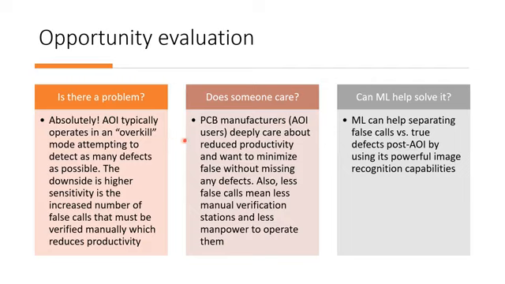Does anyone care? Yes, absolutely. PCB manufacturers do care about this problem because more false calls mean less productivity, and also an increased number of false calls requires more manual verification stations and more people to operate them. Can machine learning solve this problem? We believe it can because machine learning is good in image recognition, and that's exactly the type of problem we're dealing with.